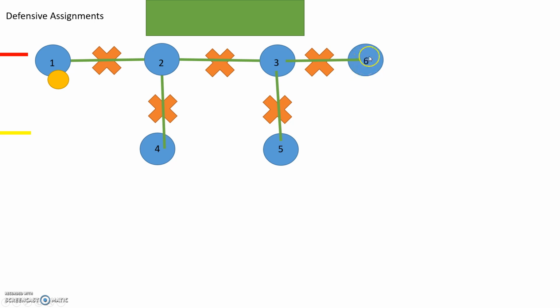Finally, the 6, if the ball is at the 6, this player is going to walk out towards them, shot blocking down. This player is going to come down, take care of the post. The center defender is going to come here to the 3, take care of the post.